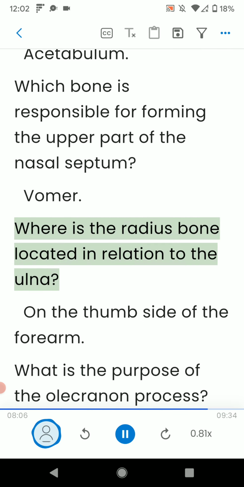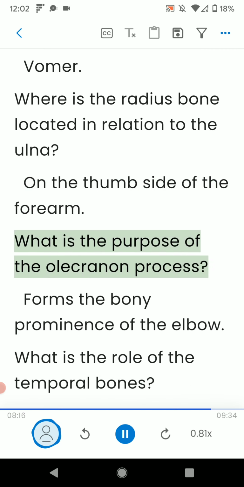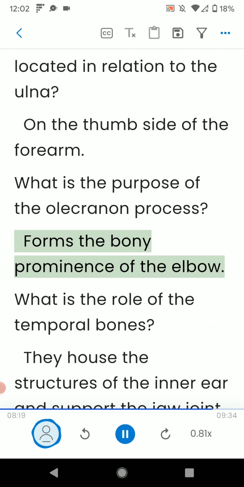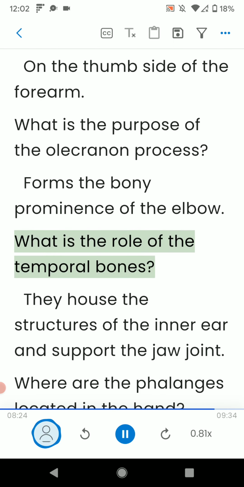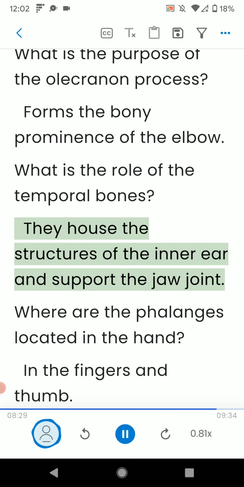Vomer. Where is the radius bone located in relation to the ulna? On the thumb side of the forearm. What is the purpose of the olecranon process? Forms the bony prominence of the elbow. What is the role of the temporal bones? They house the structures of the inner ear and support the jaw joint.